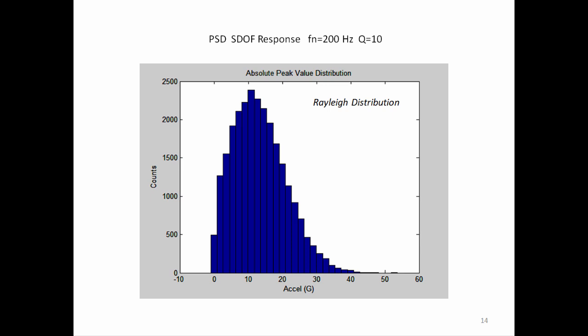Then we also looked at, again, this is our response time history, but now we're looking at the histogram of the absolute peaks. So we take the local peaks, whether they be positive or negative. We save only those peaks and discard the rest of the signal, and then we take a histogram of those peaks, and it turns out to be a Rayleigh distribution curve.